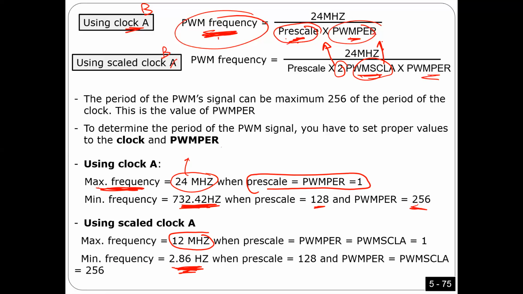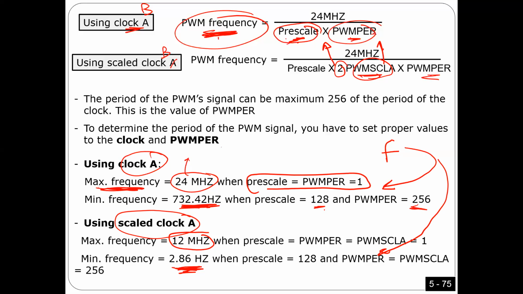So how can this be useful? Very easy. Look here, guys. If you want to generate a certain frequency, in order to select whether I should use clock A or scaled clock A, you have to make sure this frequency is in this range or in this range. You got what I'm saying?